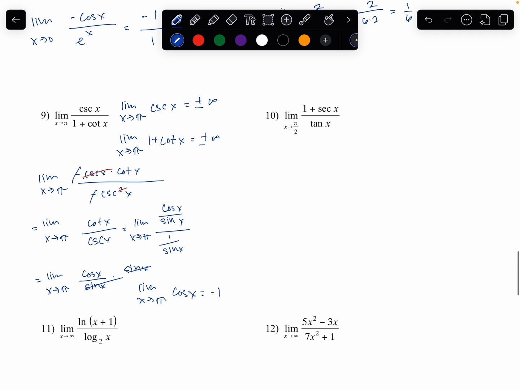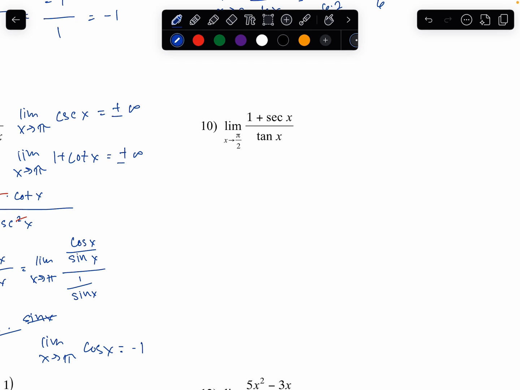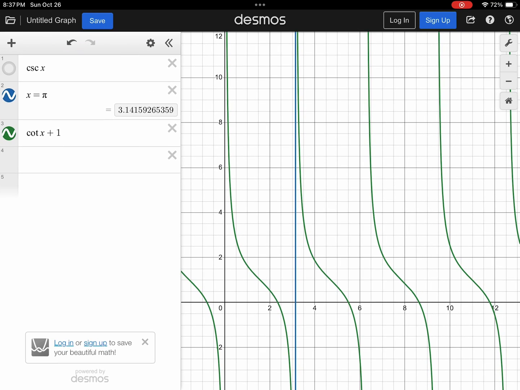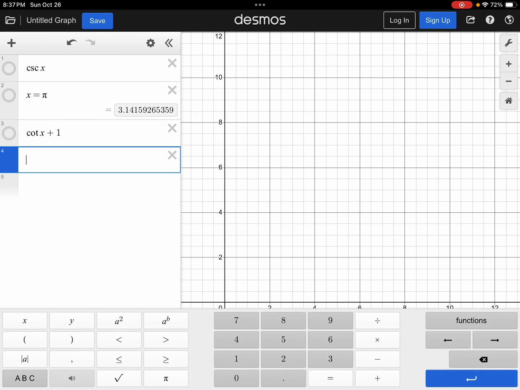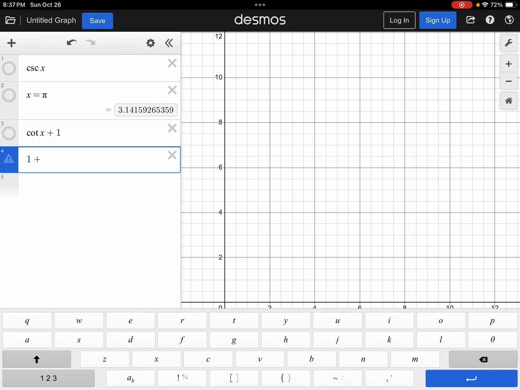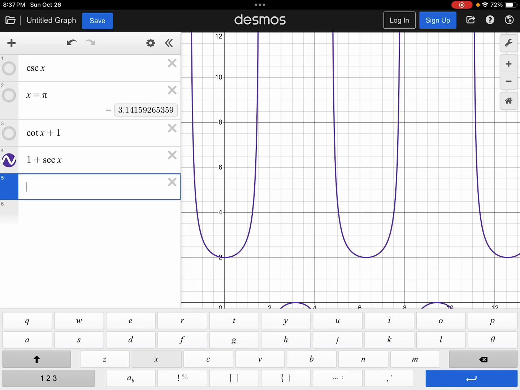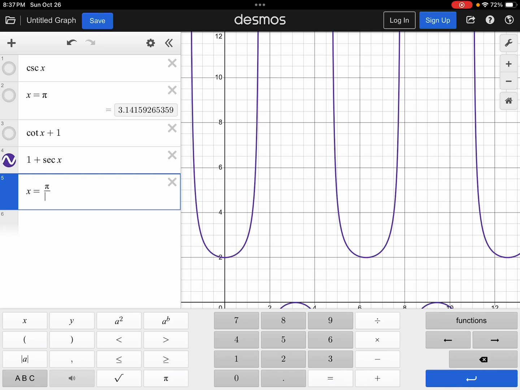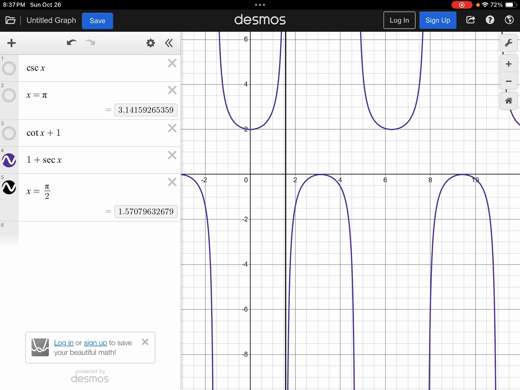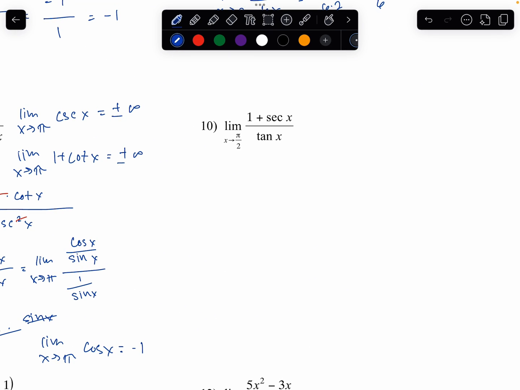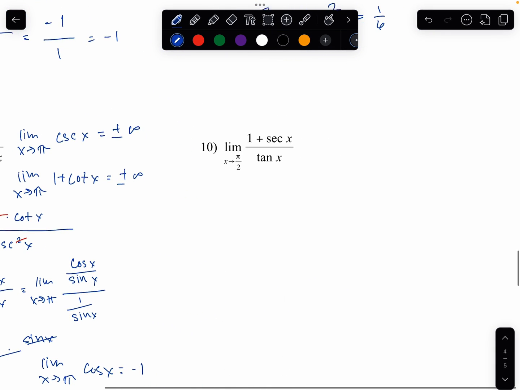All right, I think this one will be very, very similar. So we have the limit as x approaches pi over 2. So if you were to graph secant, even if we do 1 plus secant, it's not going to matter, secant of x, and then we have x equal to pi divided by 2. You can see from the left and from the right side it is positive or negative infinity. Okay.